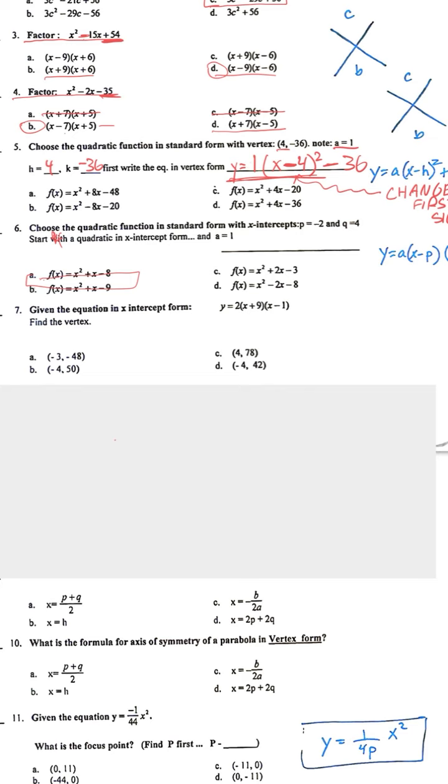Given the equation in intercept form, find the vertex. You can refer to your sheet. Do you know what sheet I'm talking about? Yeah, I should have it in here, but I don't. It's the sheet that has a little graph and it has standard and vertex form and all the stuff, and then intercept form in the bottom right corner. If you look down in that bottom right corner, it says h equals, remember? (p plus q) over 2. p and q are the intercepts.